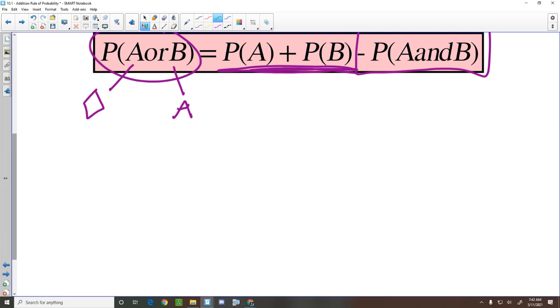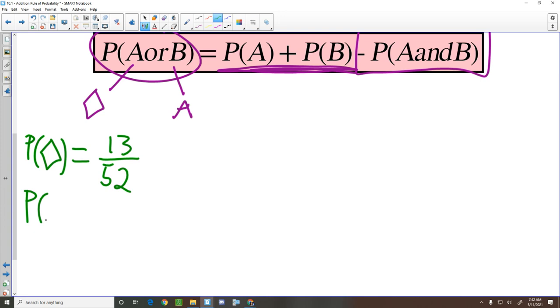well, first let's calculate the probability of each of them occurring separately. So the probability of drawing a diamond. Do you remember how many diamonds are in a deck of cards? It's 13 of them. So the probability of A, of drawing a diamond, equals, the number of favorable outcomes is 13. And how many possible outcomes are there in a deck of cards? There's 52, so that's our denominator. So that's the probability of drawing a diamond.